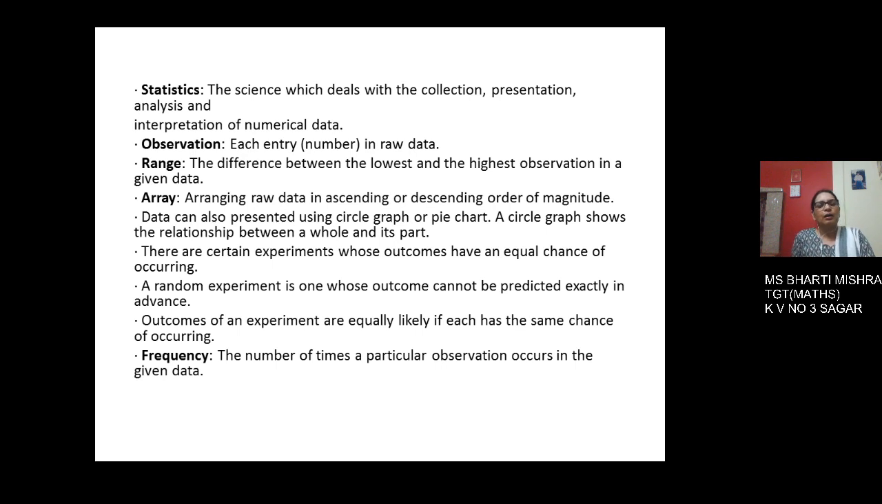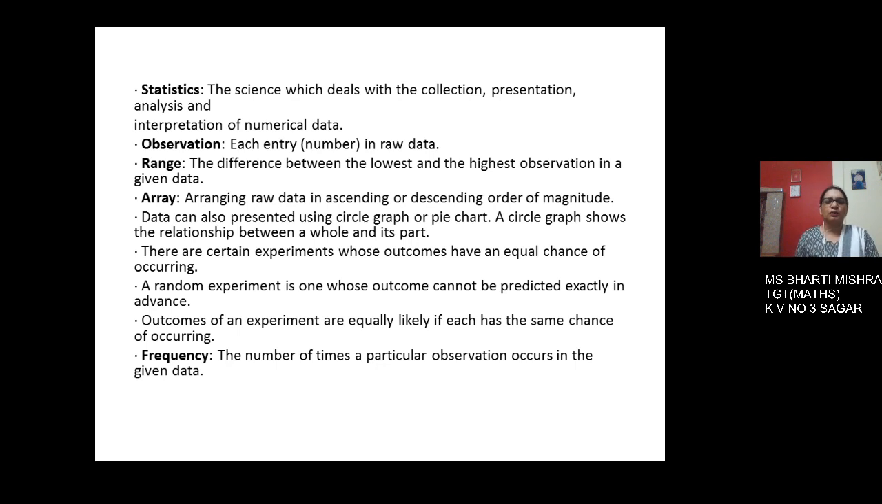data. Now observation. Each entry, or you can say each number in the raw data, is called an observation. Now range, the difference between the lowest and the highest observation in a given data is called a range. Now array. Array means arranging the raw data in ascending or descending order of magnitude.